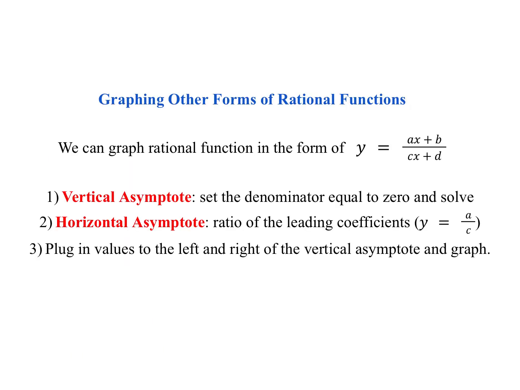Now let's say we don't want to rewrite our equation in transformational form. It is very possible to graph from this form. So when we have a rational function in the form of ax plus b over cx plus d, there's two things that we really need to find, and those would be the asymptotes.